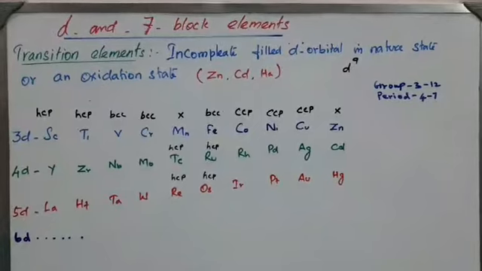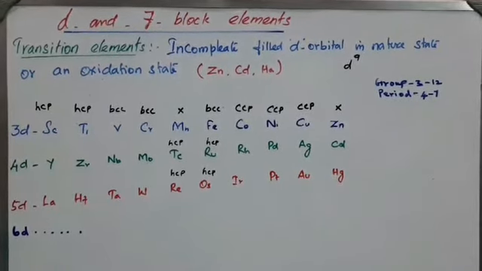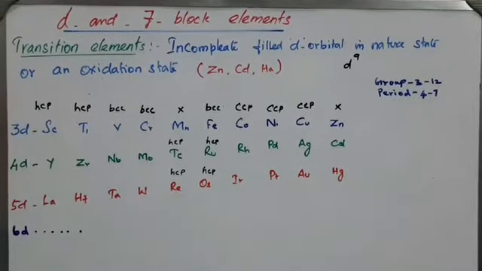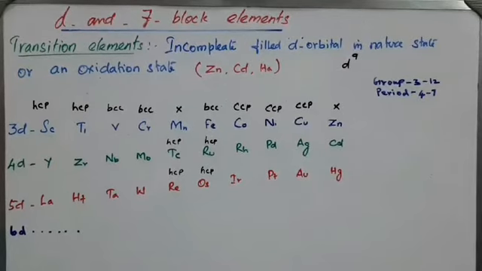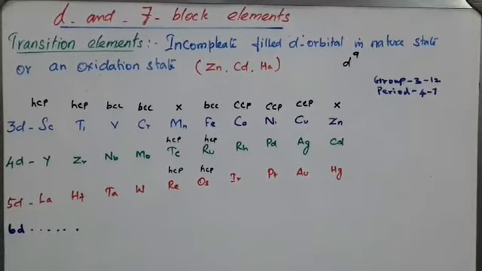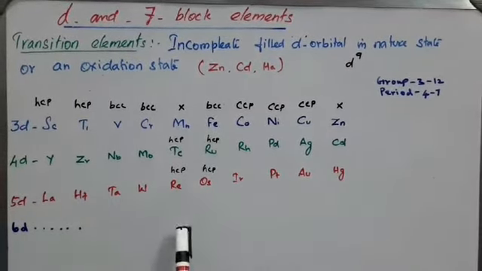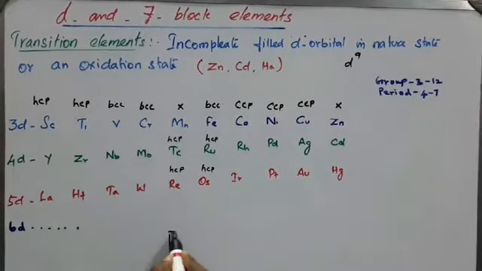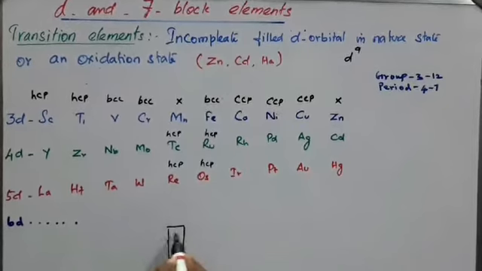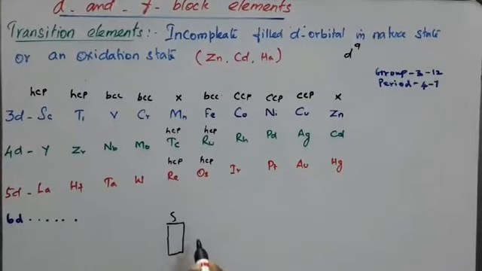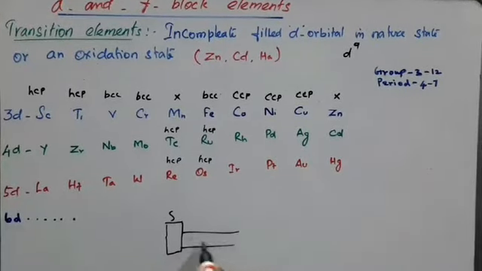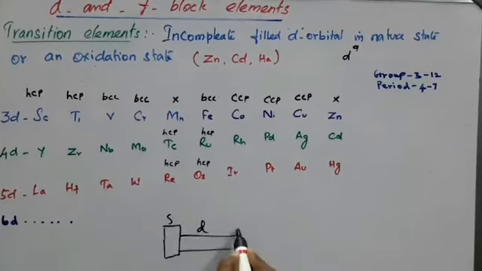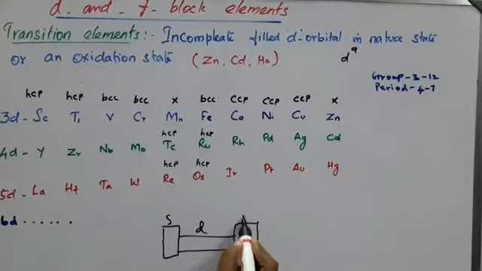Today in class we are going to see D and F block elements. So, where are the D block elements present in the periodic table? They are present in the middle. On the left-hand side the S block elements are present, in the middle the D block elements are present, and here the P block elements are present.